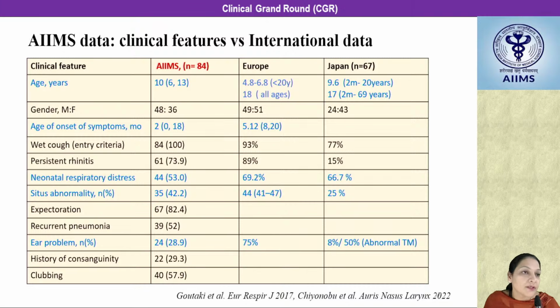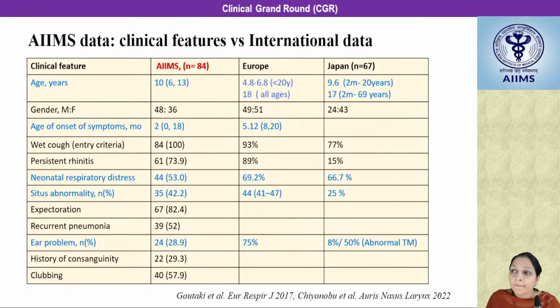Situs inversus abnormalities, like we said, it was in 40 to 50% in the literature. We found it in 42%. In the European cohort also it is around 44%, whereas in the Japanese cohort they found it in only 25% of the cases.